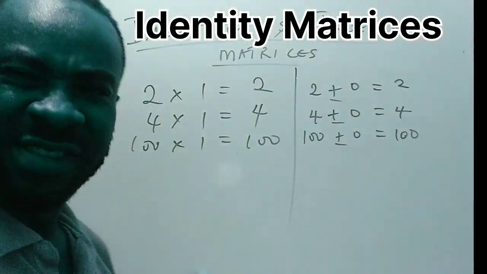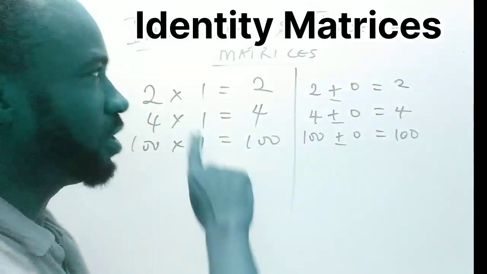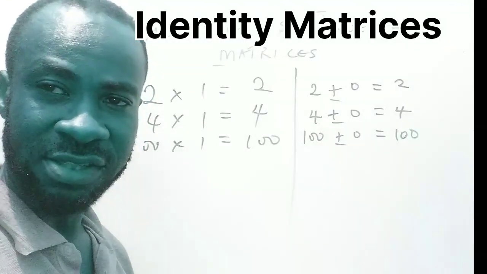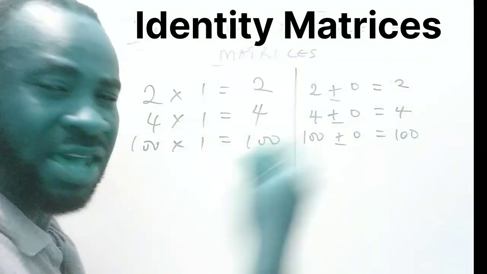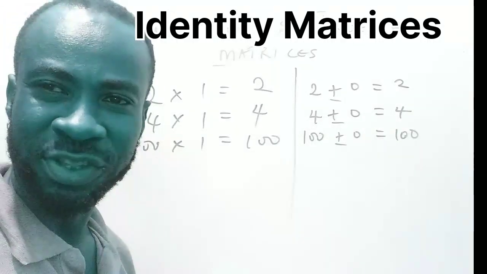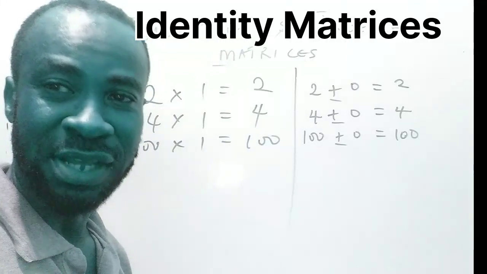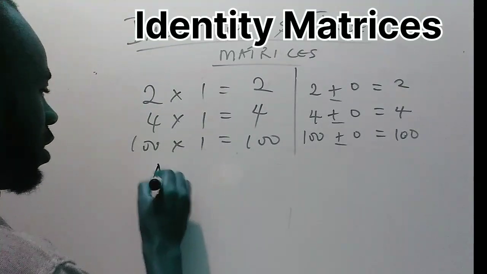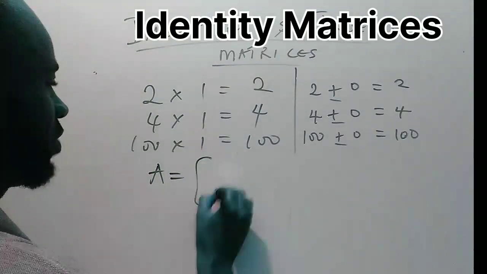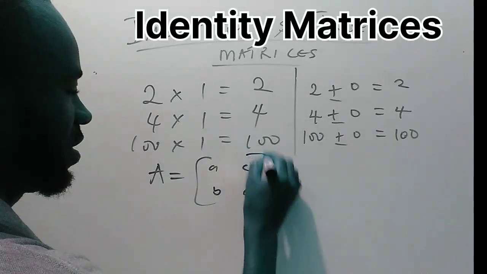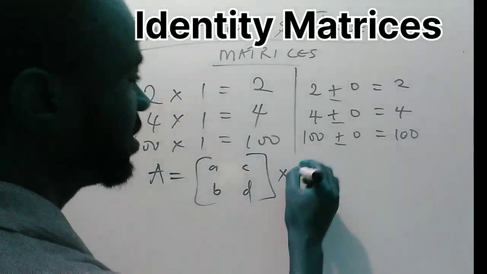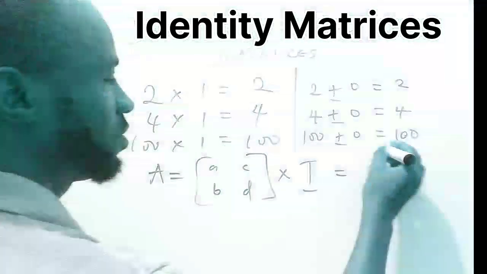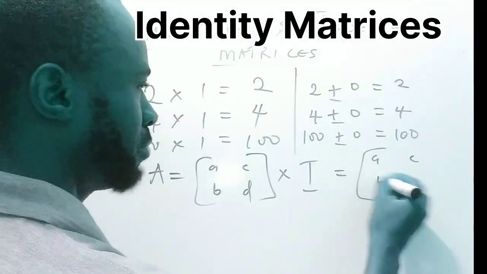Okay, so this same idea is what we are going to use for the identity matrix. An identity matrix is a matrix that, when used to multiply another matrix, does not change the value of that matrix; it still remains the same. So for example, if A is the matrix A, B, C, D, then an identity matrix, which is denoted as I, must multiply this A to give us the same matrix.